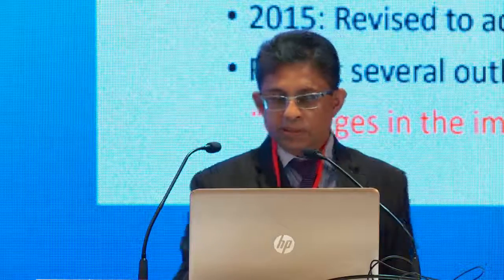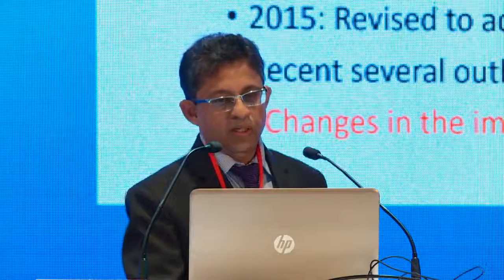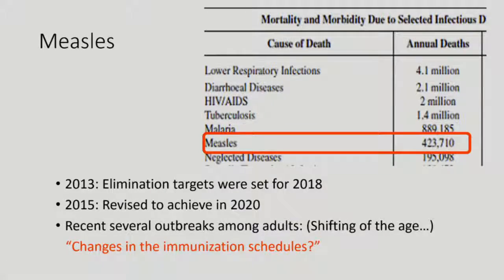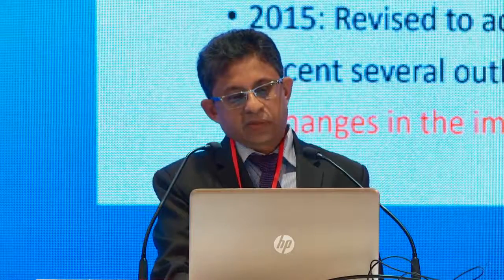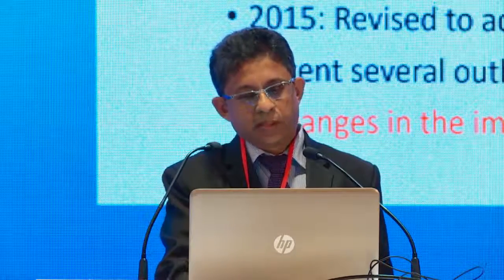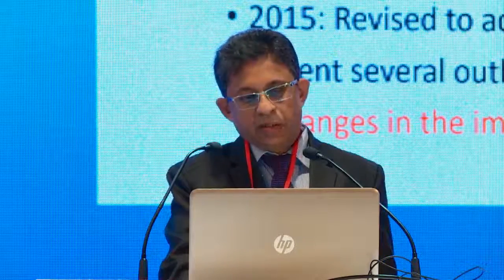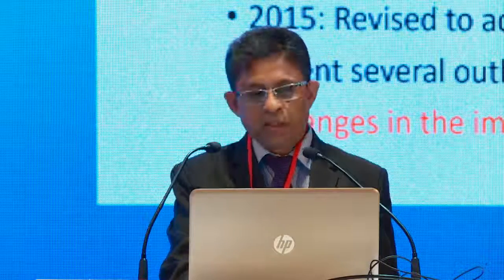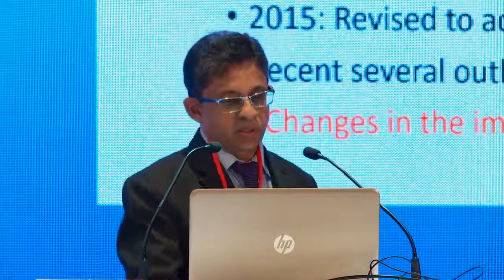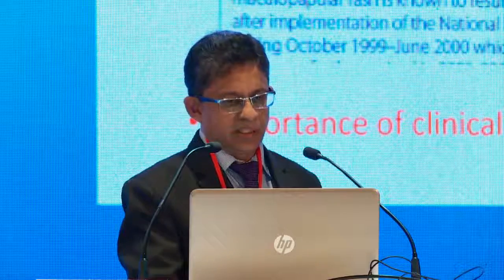Looking into measles is important as far as annual cause of deaths. In 2013, we had elimination targets set for 2018, but we thought we could not achieve it. In 2015, we revised to achieve it in 2020. Recent outbreaks were noticed among adults, and this could well be due to a change in immunization schedules, which happened about a good 6 years back.